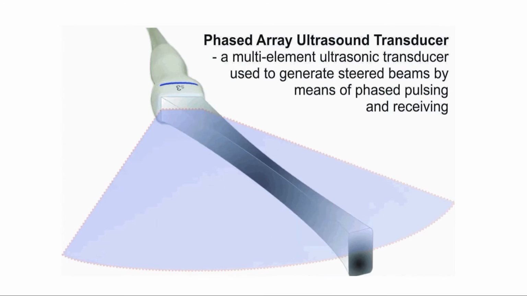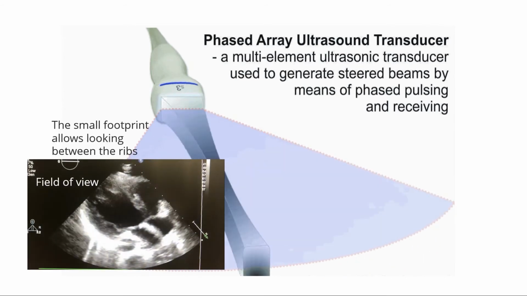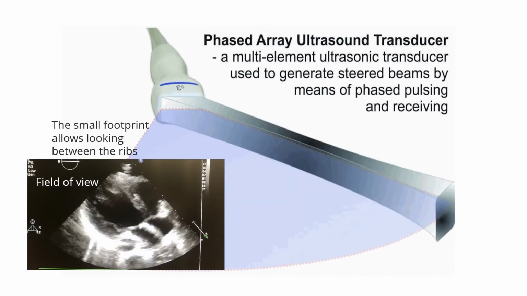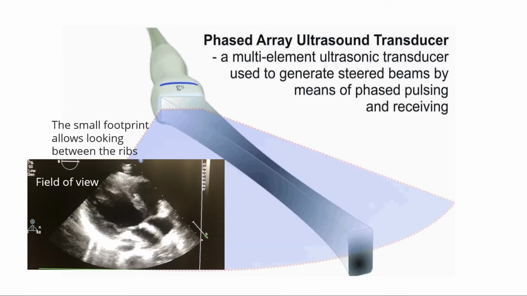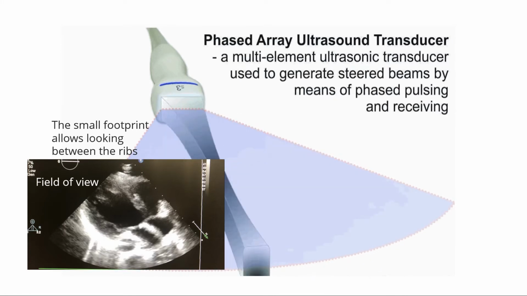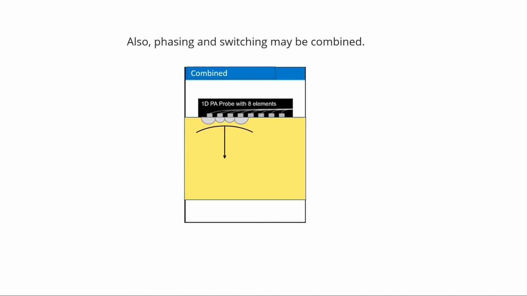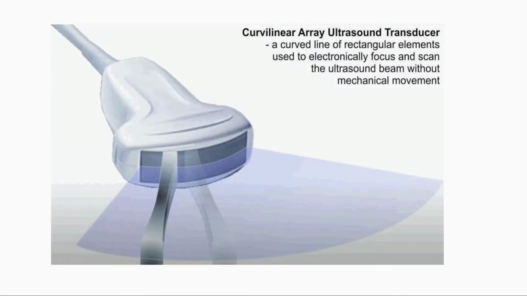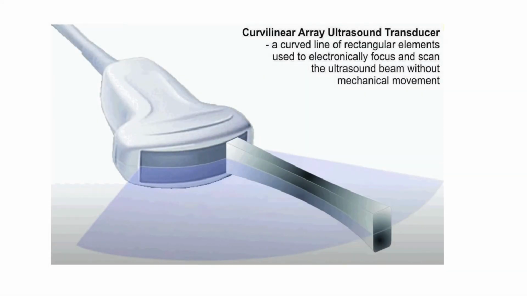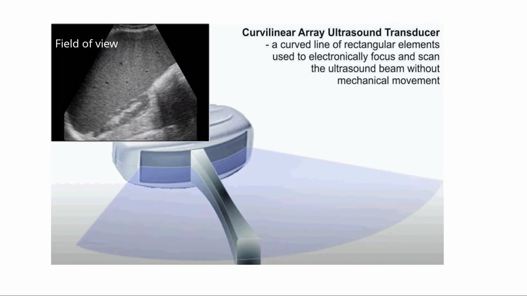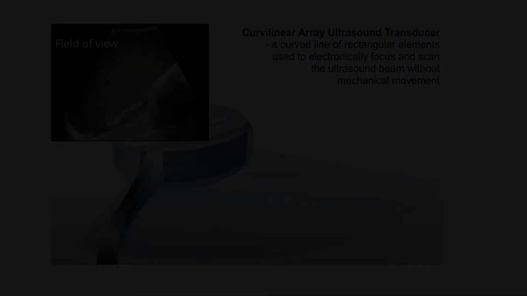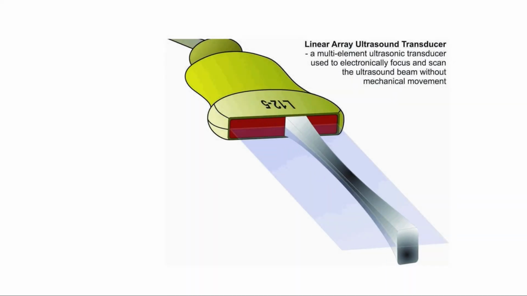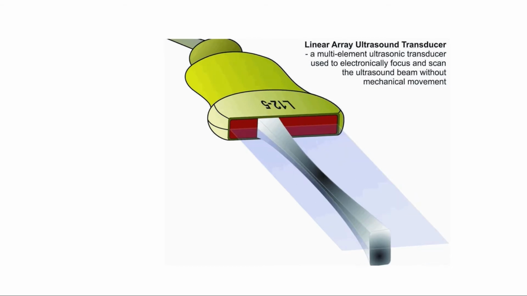Here's an animation. The small footprint allows looking between the ribs. Also, phasing and switching may be combined. Here's an animation. And here's an animation of the linear array.